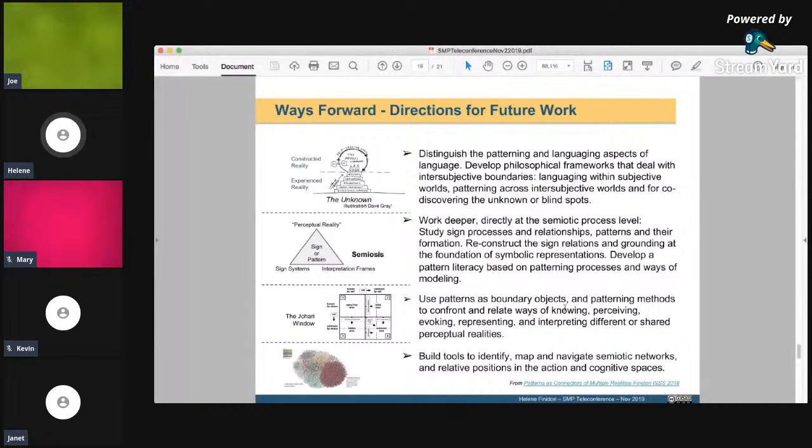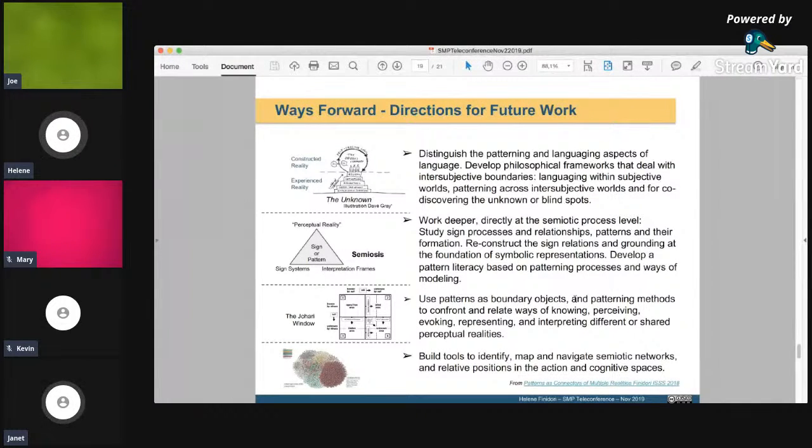Then having techniques that use patterns as boundary objects, and confront and relate ways of knowing, perceiving, evoking, representing, you can create knowledge networks that capture this. Of course it's biased when it's captured, and I'm totally conscious that even in saying the pattern is out there, the pattern is in our minds, and the pattern is represented, you can only have representations and external expressions. So we de facto bring ourselves to one side of the triangle, because there's no way to represent or to summon the other two sides.